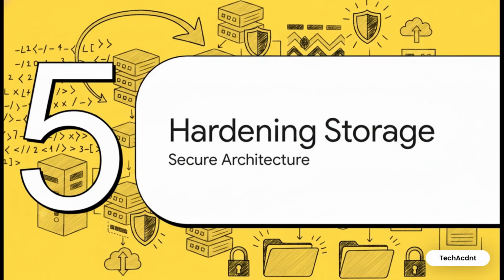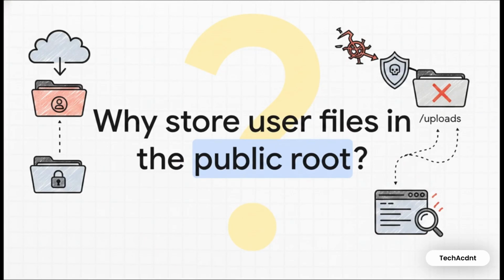Section 5. Hardening file storage locations. This is a big one. I want you to ask yourselves this. Why on earth are we ever storing user files in the public web root? It's this massive legacy habit in web development to just drop uploads into a /static or /uploads folder sitting right inside the web directory. But doing this means that if a malicious script somehow magically bypasses your validation, the attacker has a direct public URL they can navigate to, triggering your server to execute their payload. It's basically handing them the keys.